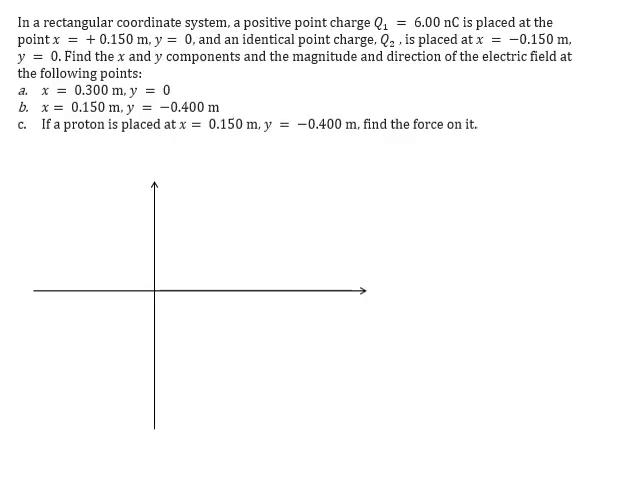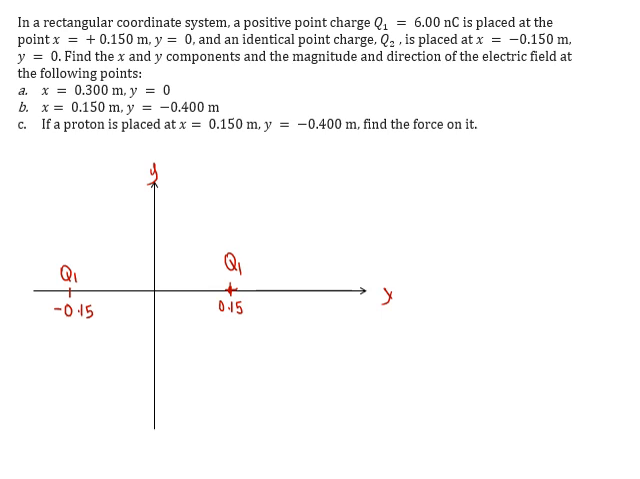In this homework example, we have two charges. Q1 is placed at x equals 0.15 meters right here. Q1 is a positive charge. And Q2 is placed at x equals minus 0.15 meters. So this is the x-axis, this is the y-axis. There's Q1 and Q2. We're asked to find the x and y components and the magnitude and direction of the electric field at two places.